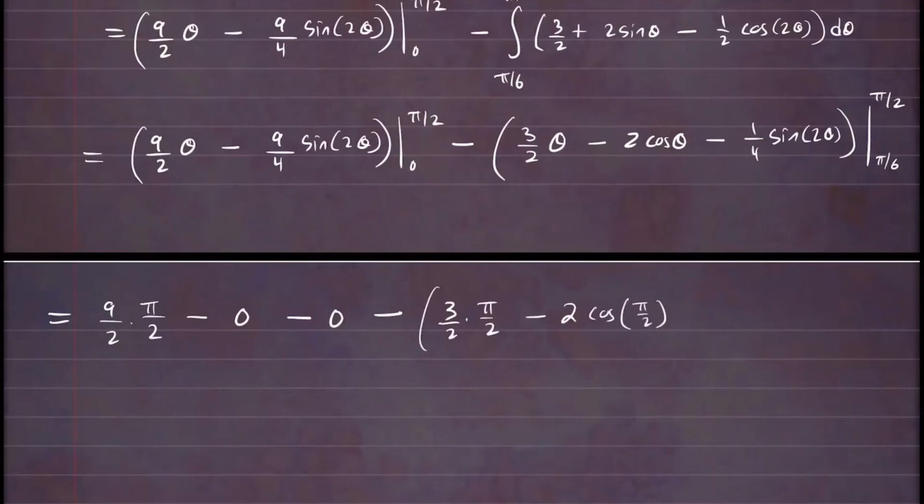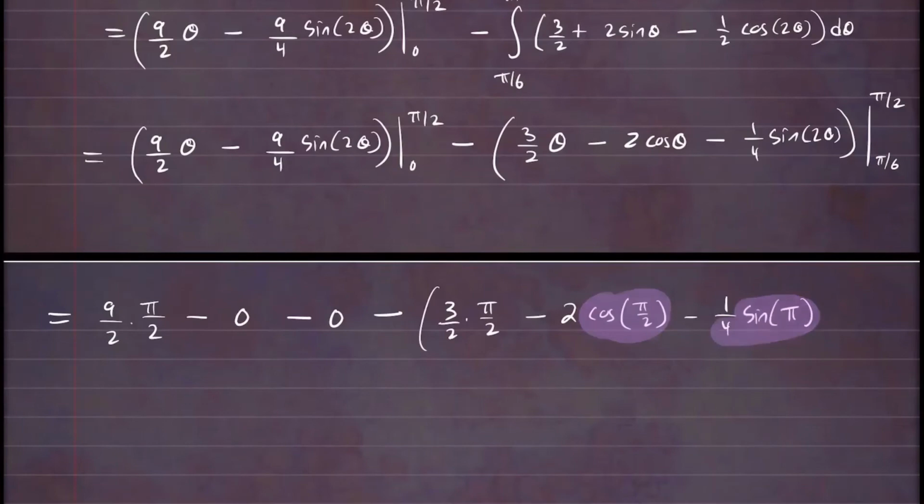Okay, so now let's plug in the upper limit of integration for the first group of parentheses. So you'll have 9 over 2 times pi over 2 minus 9 over 4 times sine of 2 times pi over 2, that's sine of pi. So it's going to be 0. So this term is going to be 0. Minus, now when you plug in the lower limit 0 into each theta, it's going to go to 0. Minus, now for the second group of terms, 3 over 2 times theta. Theta is pi over 2 for the first, minus 2 times cosine of pi over 2. Cosine of pi over 2 is 0. So we can highlight this one. This is going to be 0. And then minus 1/4 sine of 2 times pi over 2, which becomes sine of pi. So that will also go to 0. So I'm just going to highlight that.